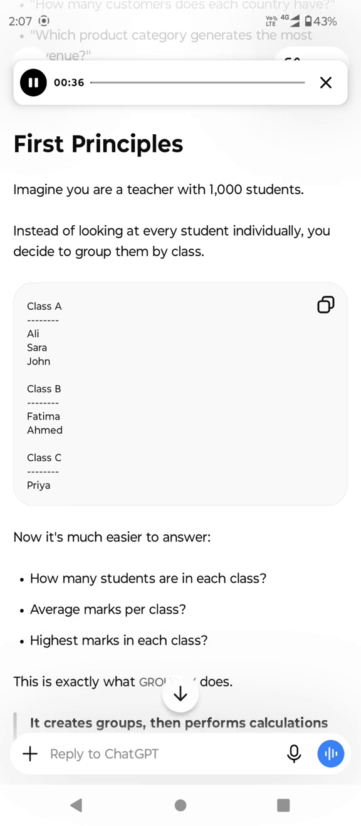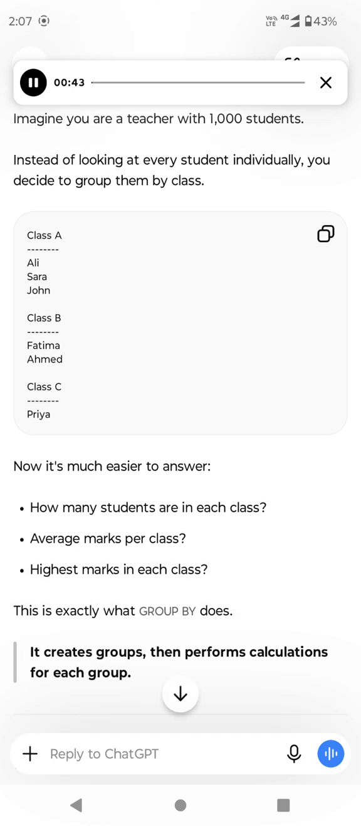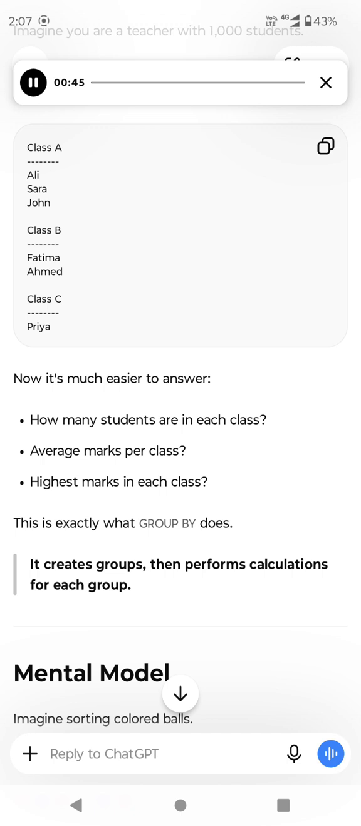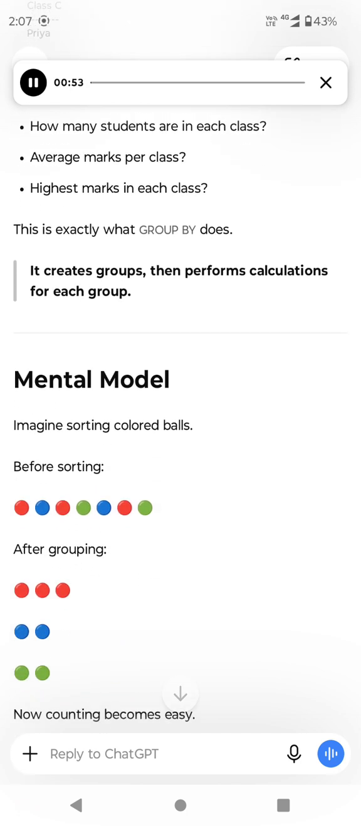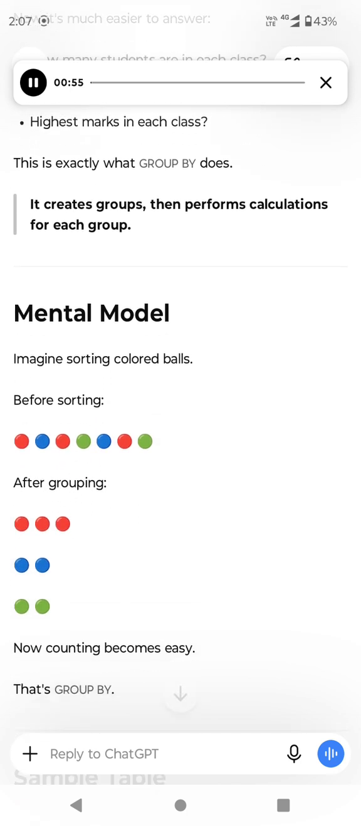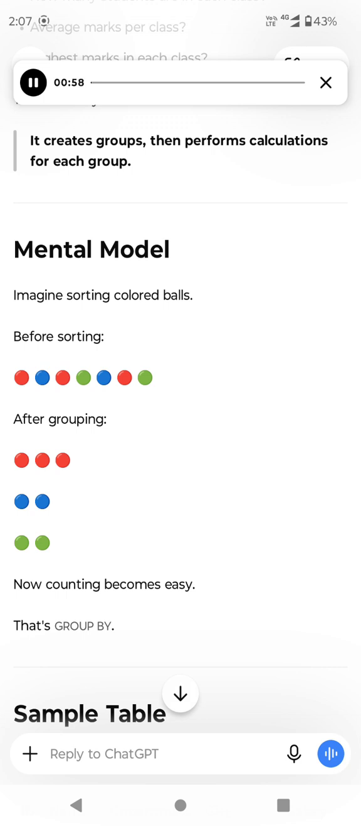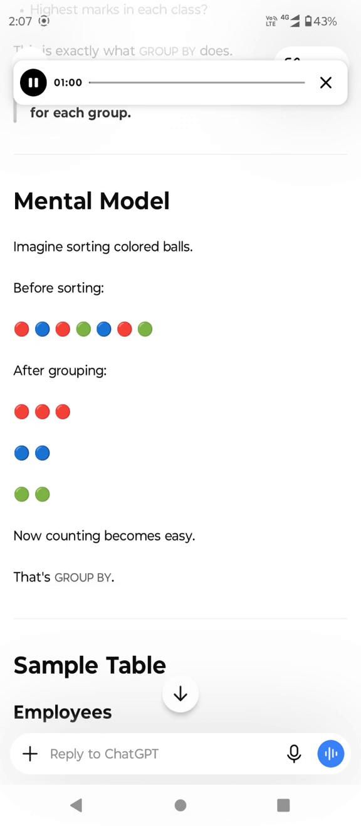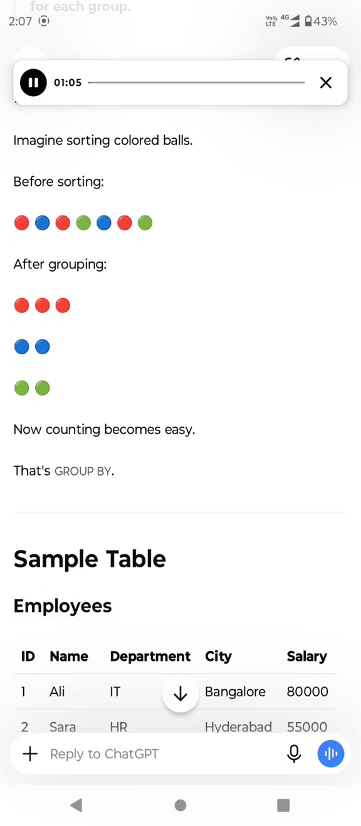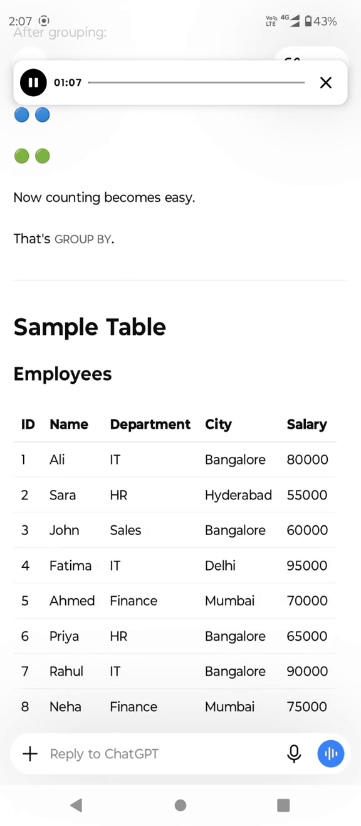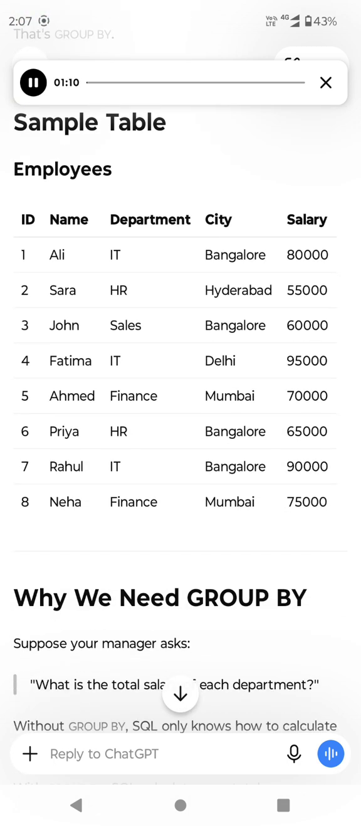First principles. Imagine you are a teacher with 1,000 students. Instead of looking at every student individually, you decide to group them by class. Now it's much easier to answer: how many students are in each class? Average marks per class? Highest marks in each class? This is exactly what GROUP BY does. It creates groups, then performs calculations for each group. Mental model: imagine sorting colored balls. Before sorting, after grouping, now counting becomes easy. That's GROUP BY.